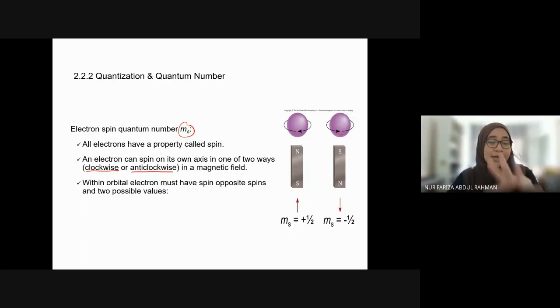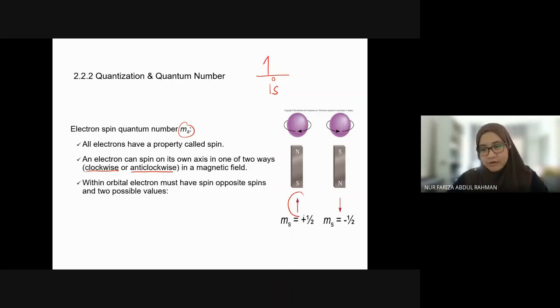MS is independent. MS will not depend on L, N or ML, any of these three. Neither of these three is directly related to MS; they stand alone. Because we know that in an orbital there should be two electrons. For example, we have one s orbital just now, the box that was empty. So by right there are two electrons in one orbital. So one should be pointing up.